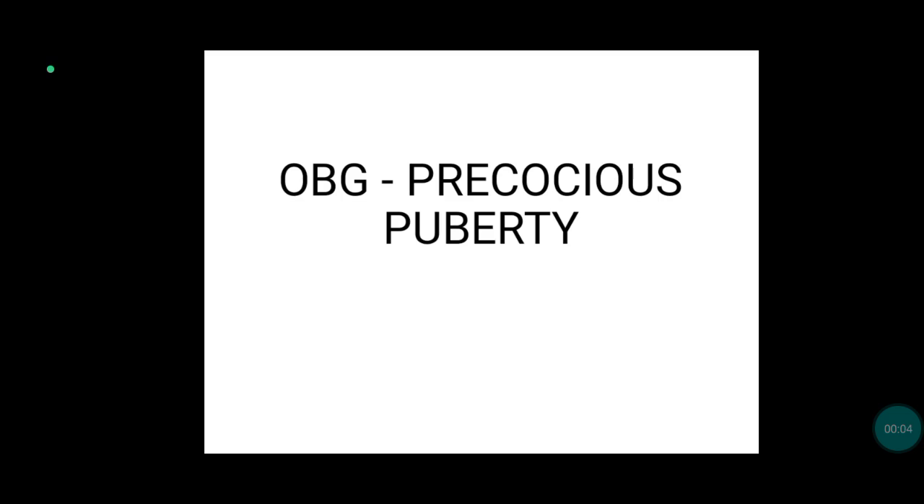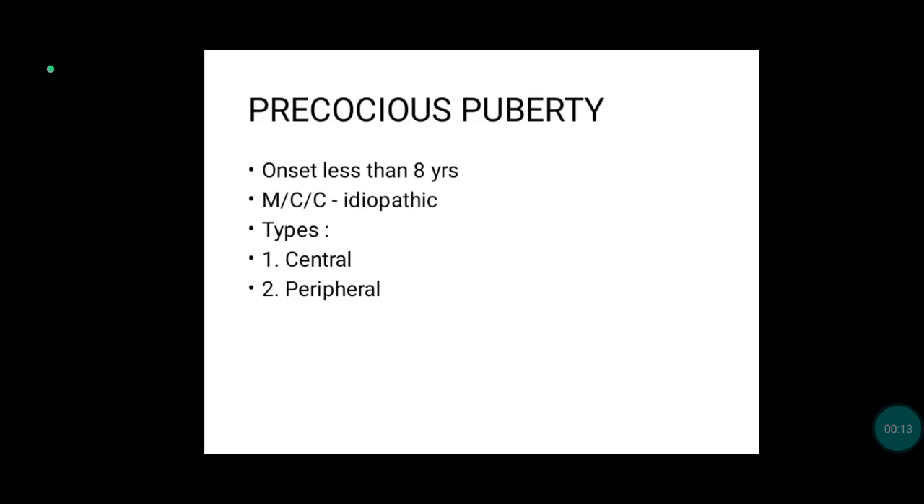Precocious puberty. Precocious puberty means onset of puberty less than 8 years, and the most common cause for this precocious puberty is idiopathic. There are actually two types of precocious puberty, that is central precocious puberty and peripheral precocious puberty. In central precocious puberty, there is a premature activation of the HPO axis, that is hypothalamic pituitary ovarian axis. So if the precocious puberty is due to premature activation of HPO axis, it is called central precocious puberty.